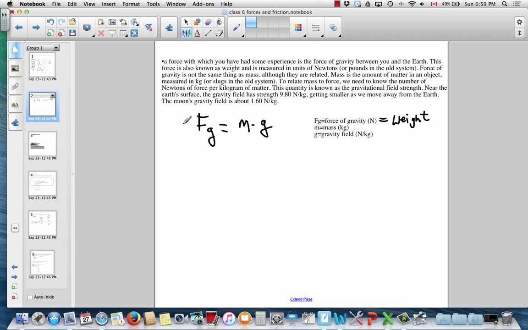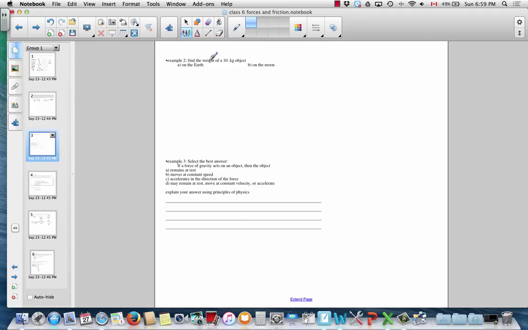Now, the gravitational field varies on the surface of the Earth. It's about 9.81, but it varies over the surface. We'll just take it to be 9.80 for simplicity. The moon's gravitational field strength is about a sixth of that. It's about 1.60. So a 10 kilogram object on the Earth, okay, mass is measured in kilograms.